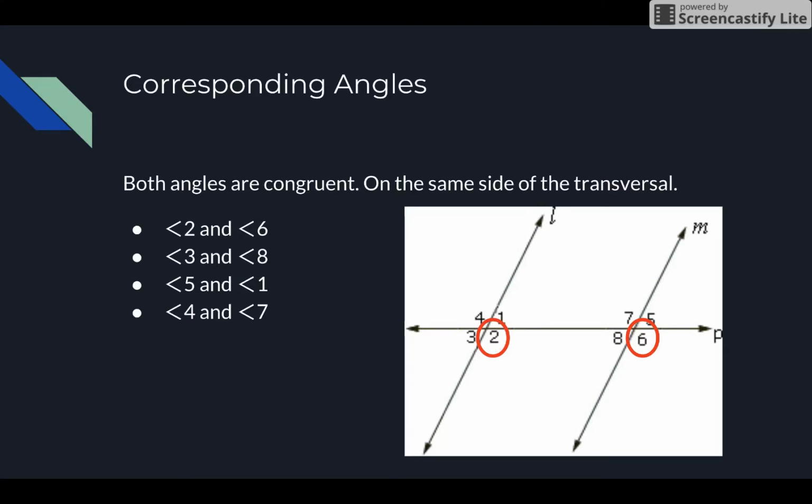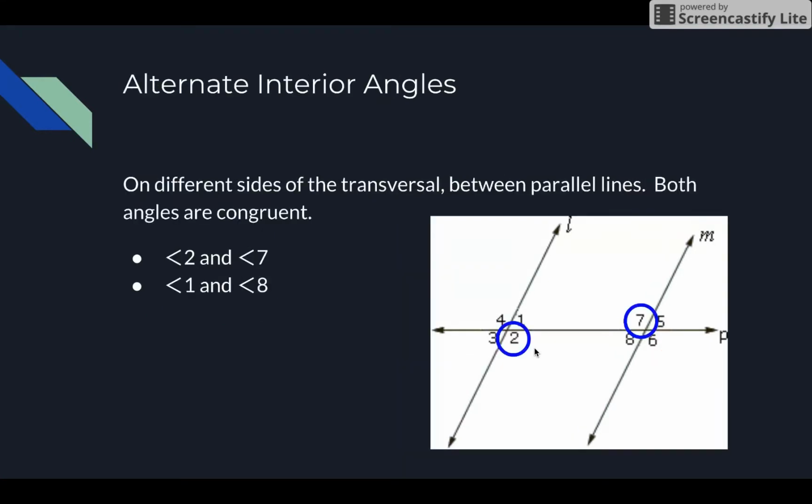There are many examples of this, especially angle 3 and angle 8, angle 5 and angle 1, angle 4 and angle 7. These are all corresponding angles, and they are all congruent to one another. Now, that does not mean that 1 is congruent to 2 and that 4 is congruent to 3. It's just their pairs that are congruent.